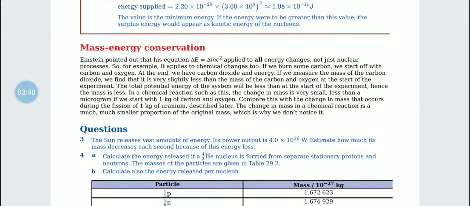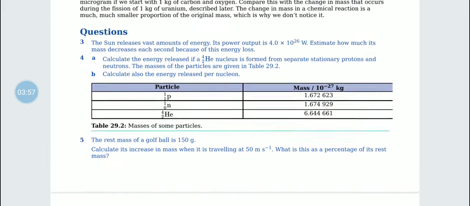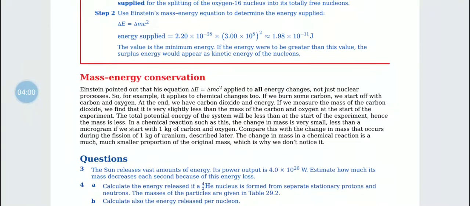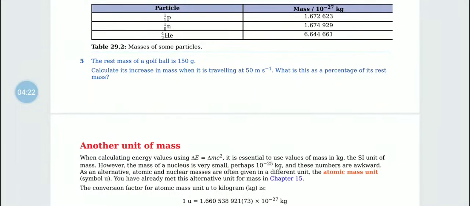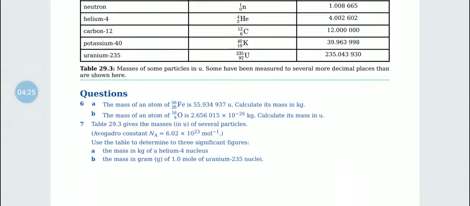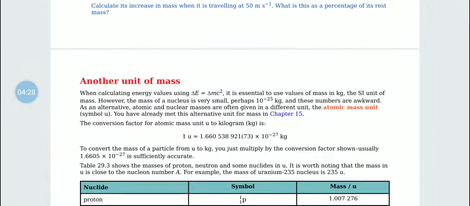Before we go on to the next part, I want you to do questions 3, 4 and 5. Write this note down: Einstein's mass energy equation applies to all energy changes, that is, even in chemical reactions, when there is a change in potential energy, the mass would also change. Please do questions 3, 4 and 5, and if you have any questions, you can ask.